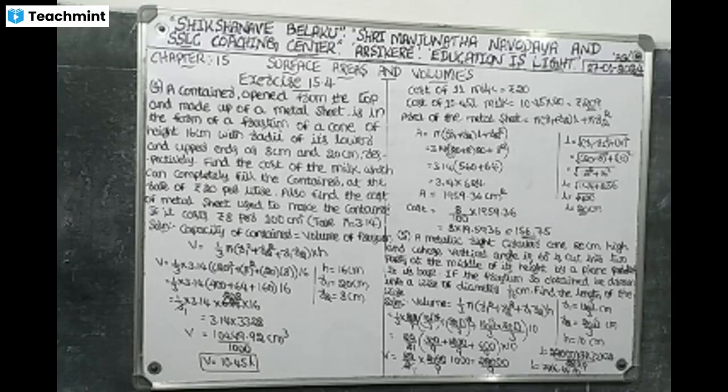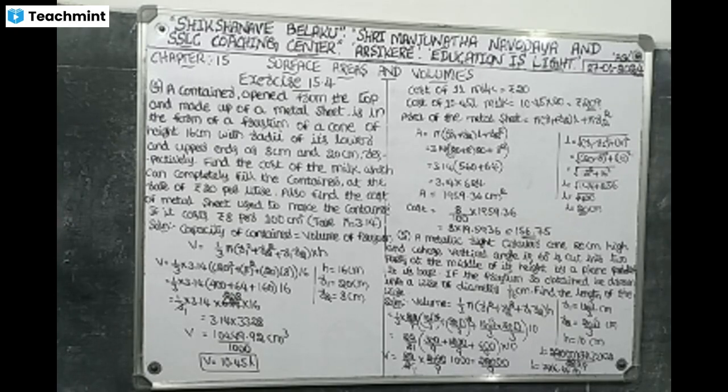So in the formula, area of the metal sheet is equal to pi (R1 plus R2) into L, that value is 20 centimeter, plus R2 whole square. Total cost is approximately rupees 156.75.